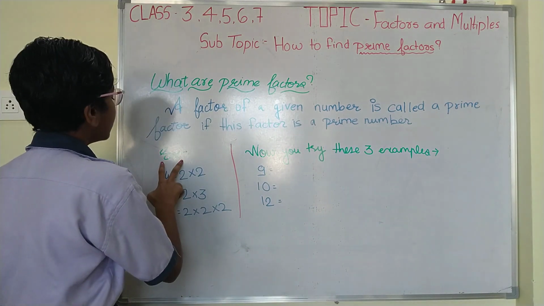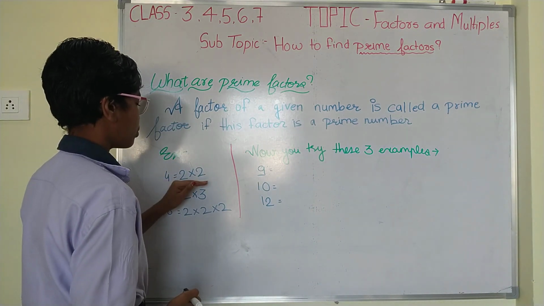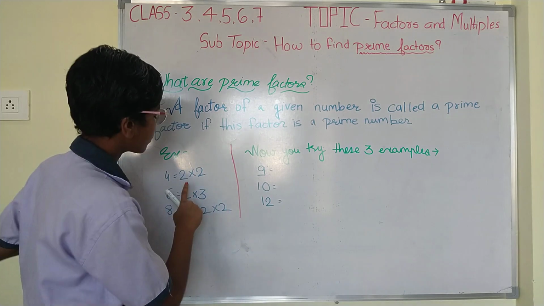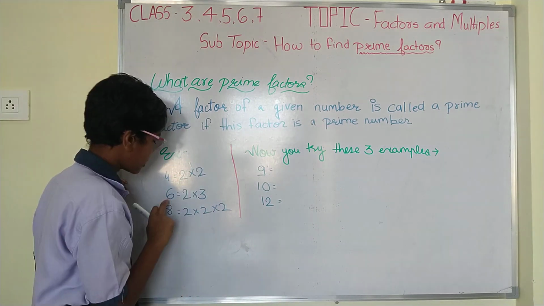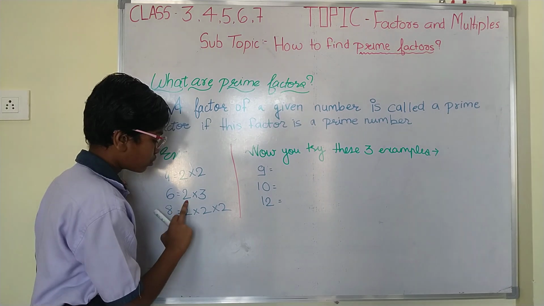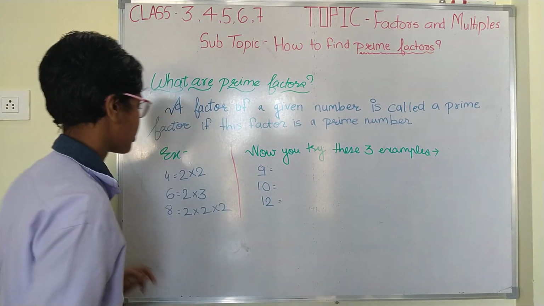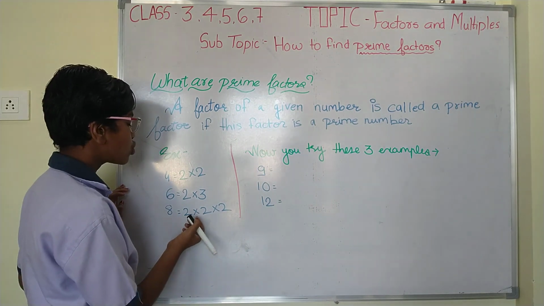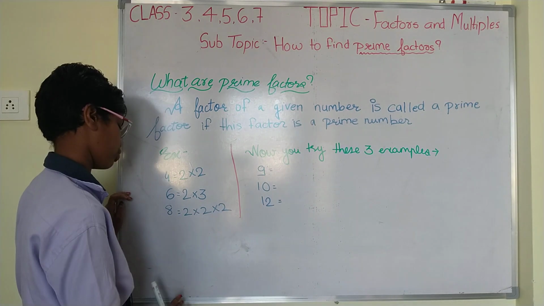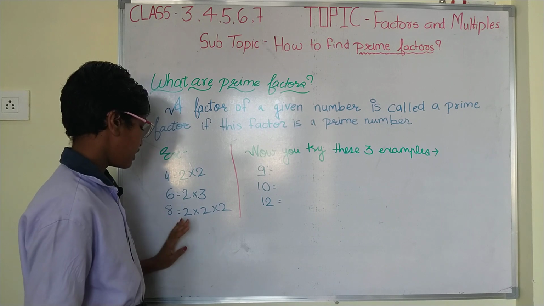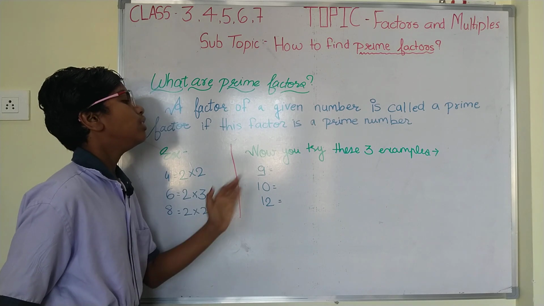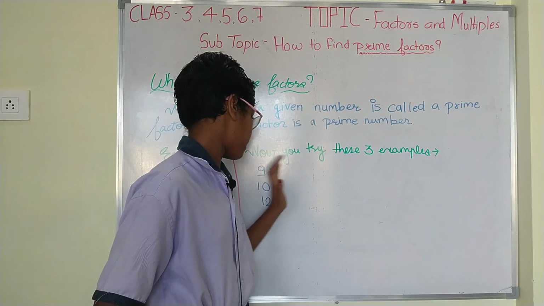Next example, 4 equals 2 into 2. 2 is a prime factor, 2 is also a prime factor. 6 equals 2 into 3. 2 is a prime factor, 3 is also a prime factor. 8 equals 2 into 2 into 2. Each 2 is also a prime factor. Now let's try these 3 examples again.